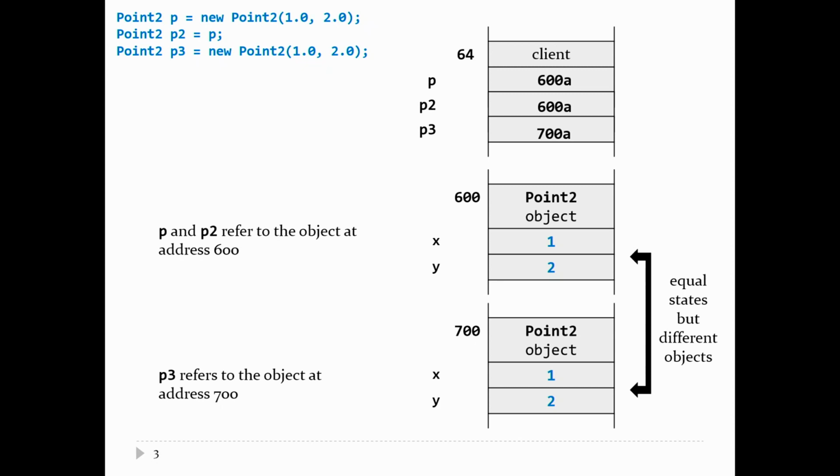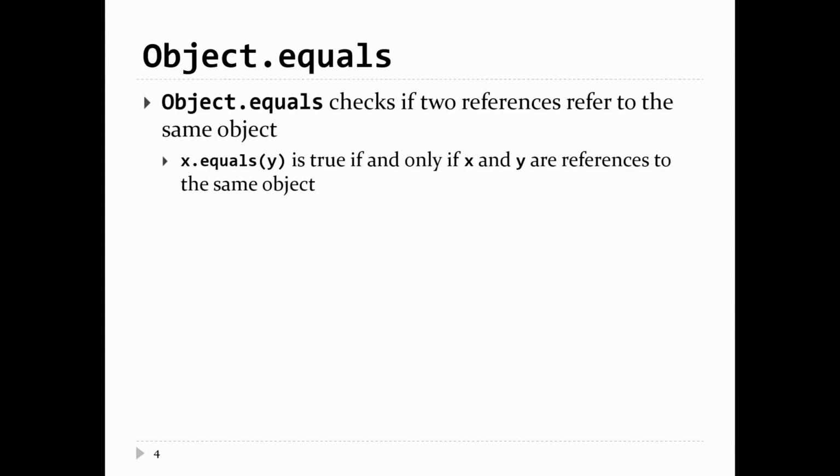When you write p.equals(p3) or p3.equals(p), the default behavior of equals is to look at this value and that value. So is 600 equal to 700? The answer is no, and so you get false. In other words, the implementation of equals that you get from Object checks if two references refer to the same object, that is, do they have the same memory address? So x.equals(y) is true if and only if x and y refer to the same object.